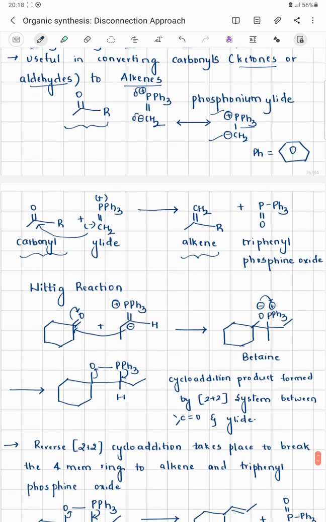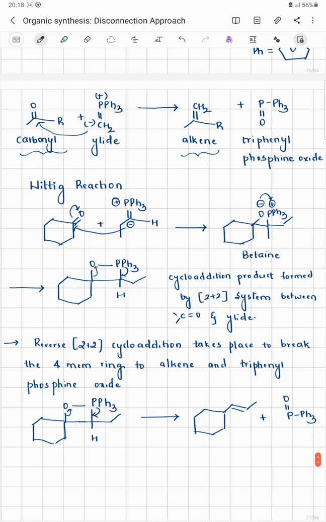Now when I come to a deeper discussion of the Wittig reaction, I can observe that if there is a cyclohexenone system, it can be attacked by a phosphonium ylide. The negative charge on the ylide attacks the carbonyl carbon. This gives me a structure called a betaine. In the betaine, oxygen carries a negative charge and phosphorus carries a positive charge. The negative charge on the oxygen can now be passed on to phosphorus. How does this happen? Because phosphorus can hold the extra electrons in its empty d orbitals.